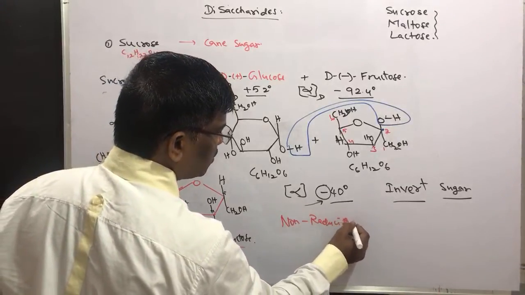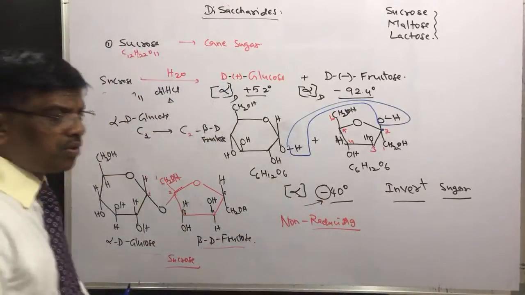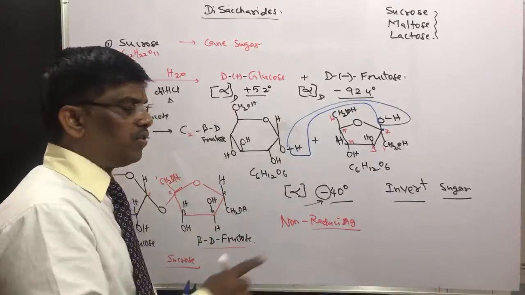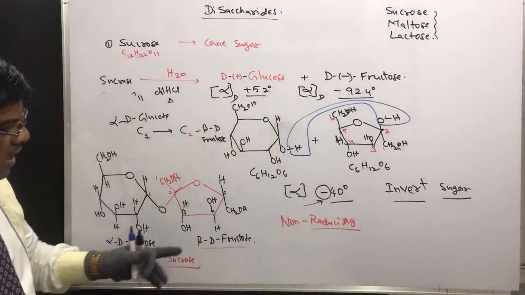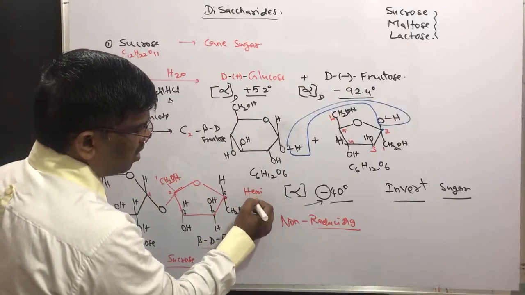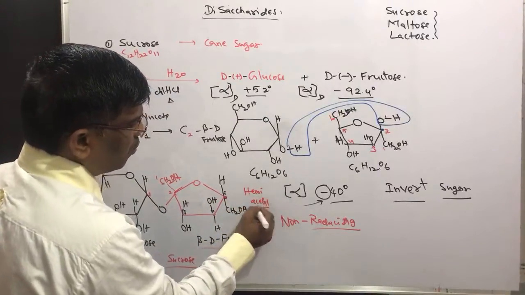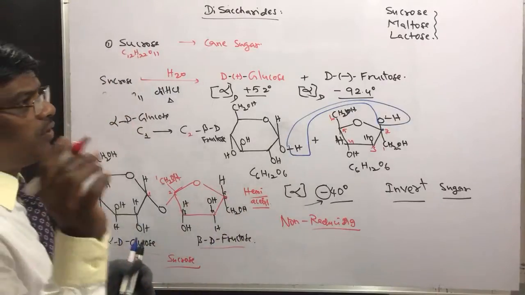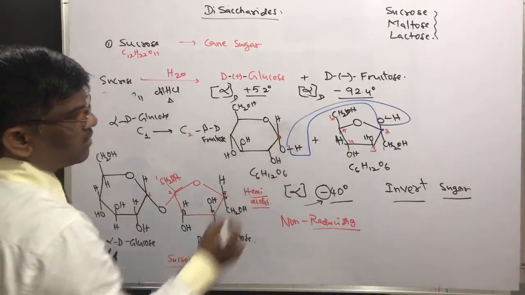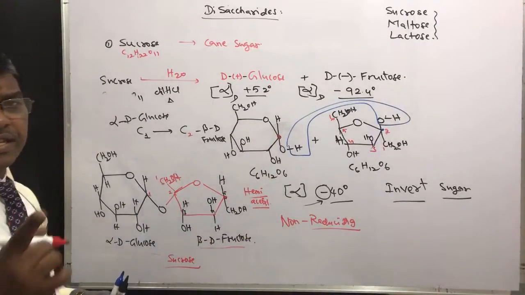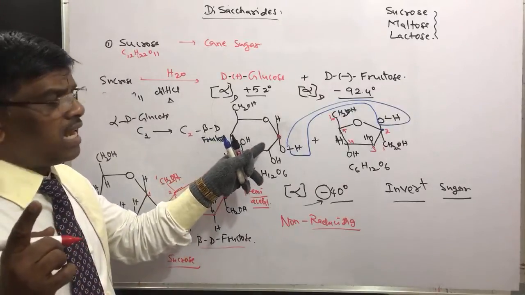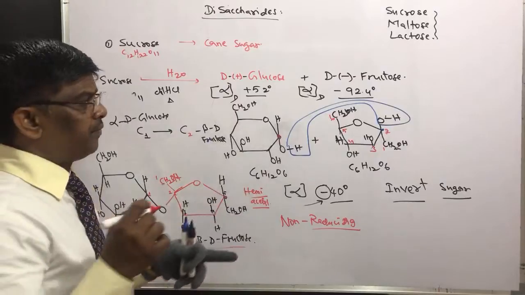What is a non-reducing sugar? It is not going to reduce ammoniacal silver nitrate Tollens reagent as well as Fehling's solution. Why? Because it is not going to have a hemiacetal. Is there any hemiacetal? Hemiacetal group: if you take the glucose molecule, only the glucose molecule is this. Glucose is a reducing group, or glucose is a reducing sugar.